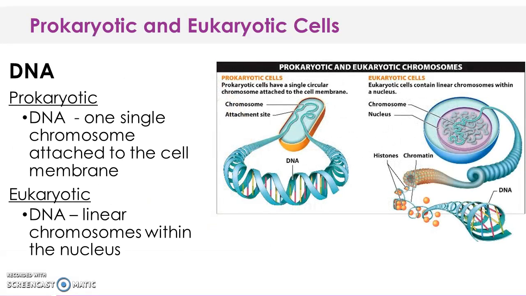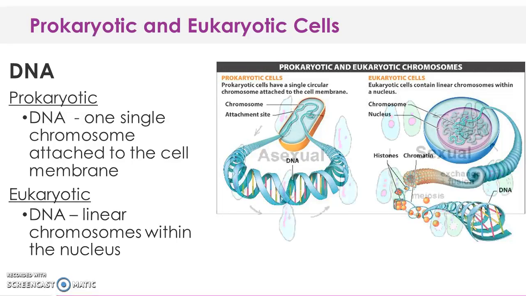And then we're going to also compare the DNA. As we said, both cells do have DNA. They have that genetic material that determines what type of cell it is, what type of organism it is, and helps it carry out its different life functions. But the main difference is in a prokaryotic cell, the DNA is just one single chromosome attached to the cell membrane, whereas in a eukaryotic cell, there's linear chromosomes, so multiple chromosomes that are found within the nucleus. If we're looking at a human being cell, you would find 23 pairs of chromosomes or 46 chromosomes, but that will differ based on the organism.